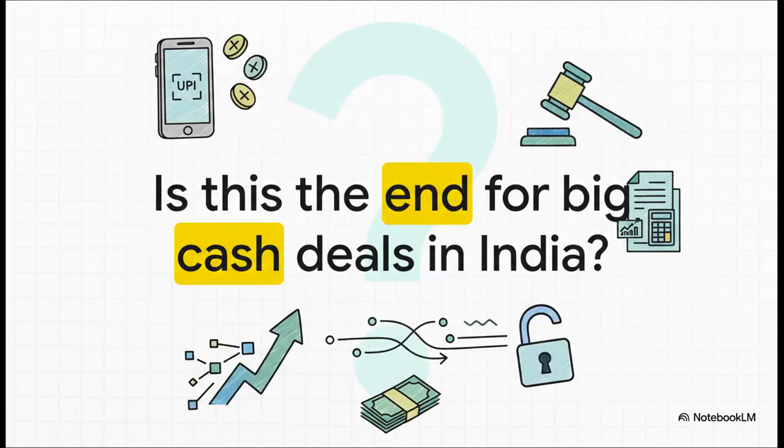So, as we wrap this up, it really leaves us with a bigger question to chew on. You know, with UPI and digital payments becoming the default for everything, and with tax laws like these getting tighter and tighter, are we actually watching the final chapter for large-scale cash deals in India? It's definitely something to think about.